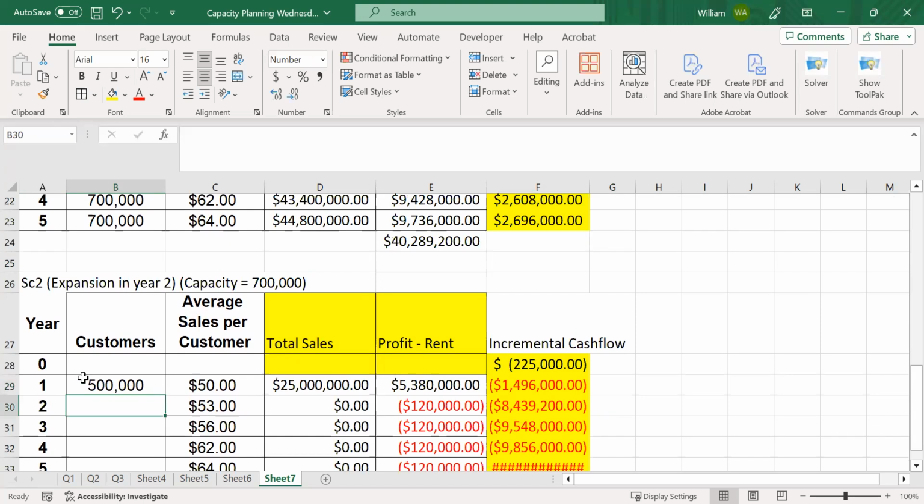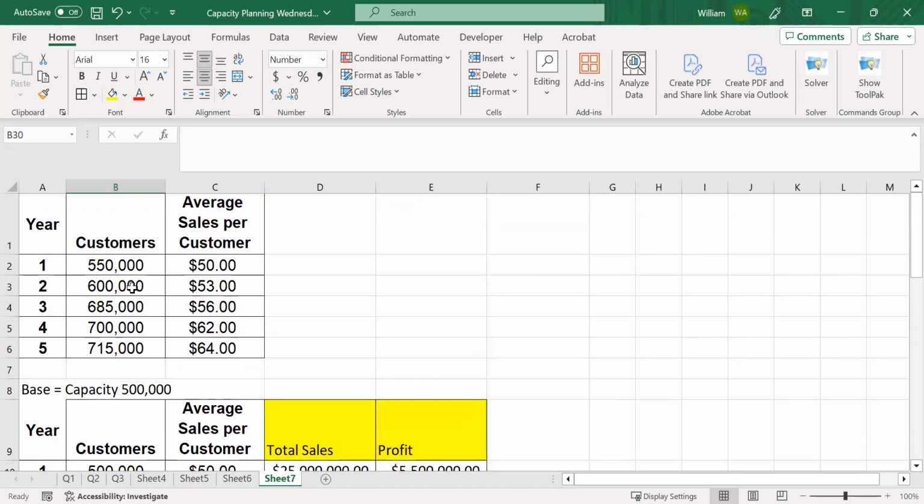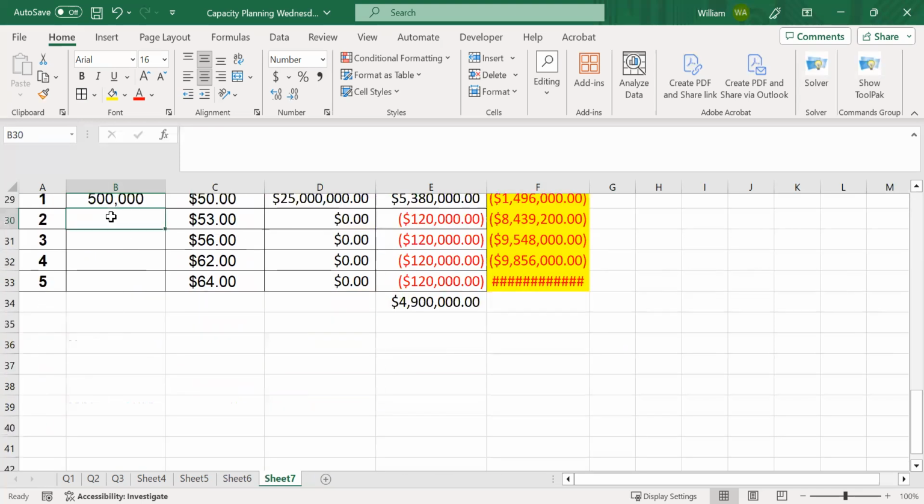customers. Okay. Year 2, again, we've not yet expanded. So even though it says we expect 600,000 customers, we do not have the space for 600,000 customers just yet because expansion is happening at the end of the year. So think about it, we're going to be expanding on December 31st. Okay, so we cannot accommodate the customers in year 2. We are still at just a capacity of 500,000.